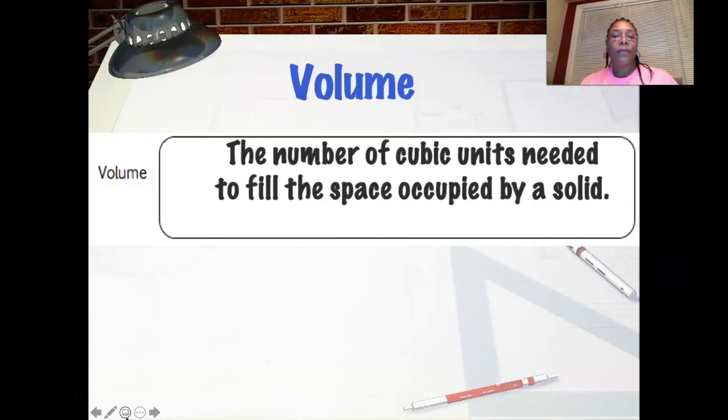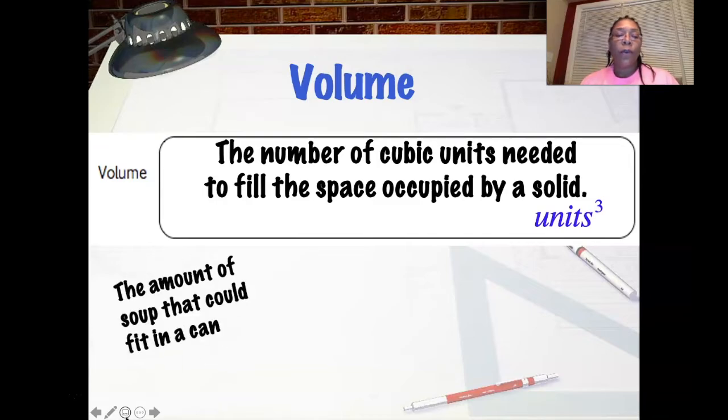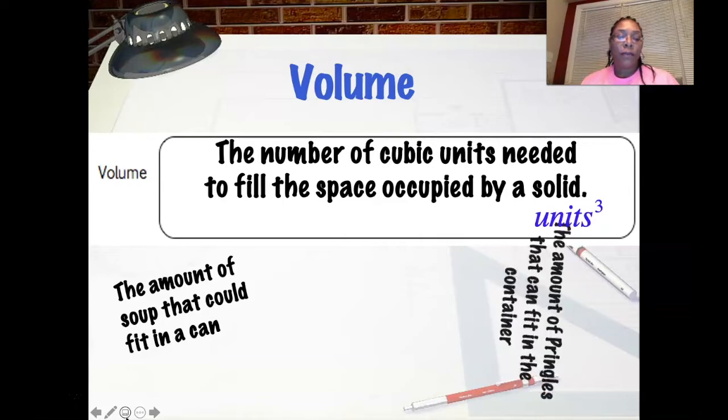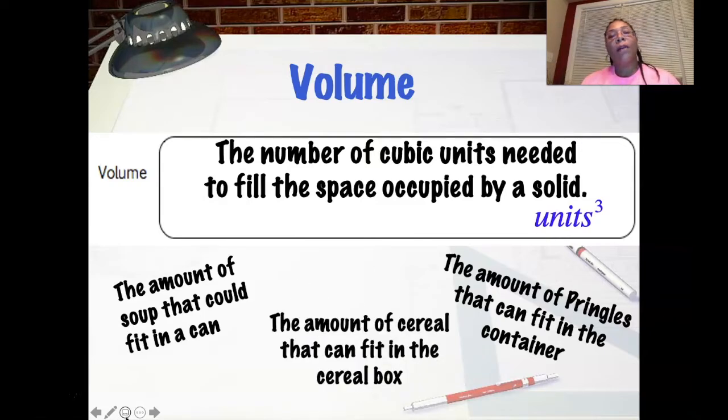So volume. Volume is the number of cubic units needed to fill a space occupied by a solid, and it is measured in units cubed. So take a moment, go ahead and pause the video and write down your definition of volume. There are also some clue words that make you think about volume. The amount of soup that could fit into a can, the amount of Pringles that fit into a container, the amount of cereal that can fit into a cereal box. We're talking about how much something can hold. So when we're thinking about volume, that's what we want to keep in mind.